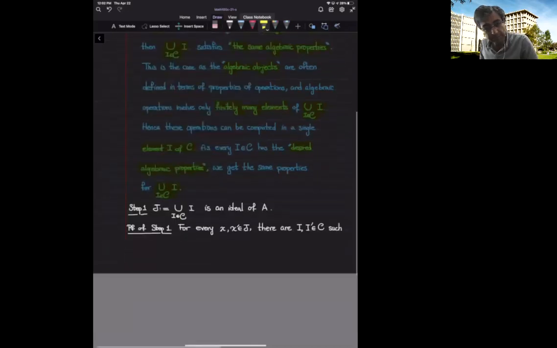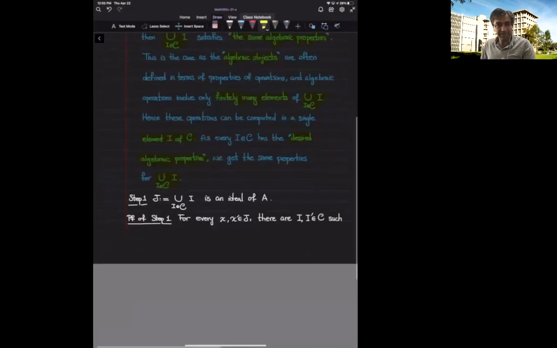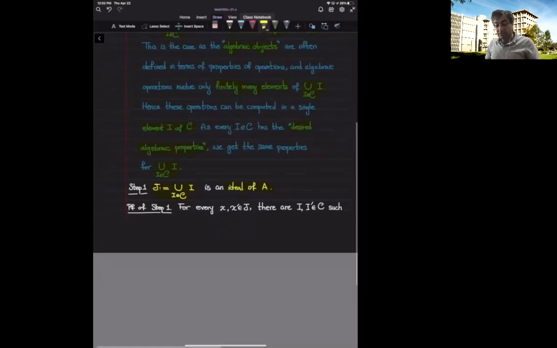But in this example, let's go over the example when the I's are ideals. We want to say that the union of a chain of ideals is again an ideal of A. So I'm going to pick two elements from this ideal J, and I need to show that their summation is inside J again. And then I have to pick some element inside the ring A and show that a times x is also inside the union. So let's start with x and x prime being inside J.